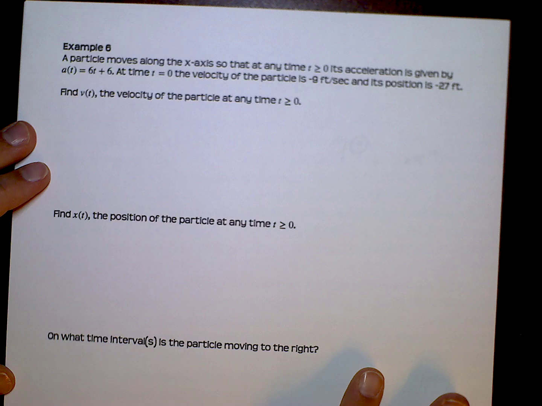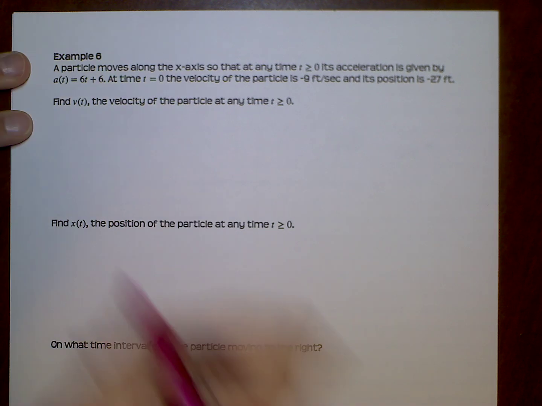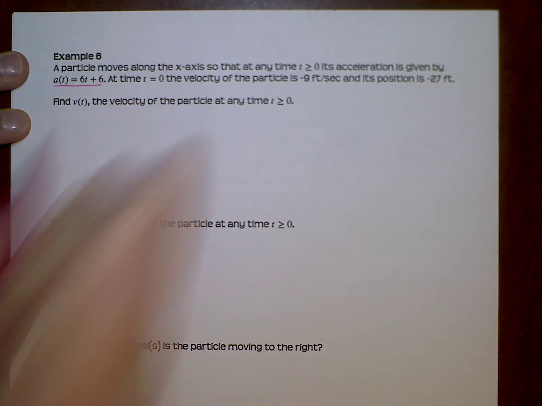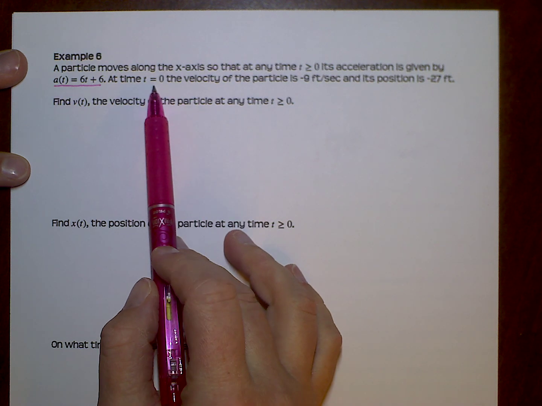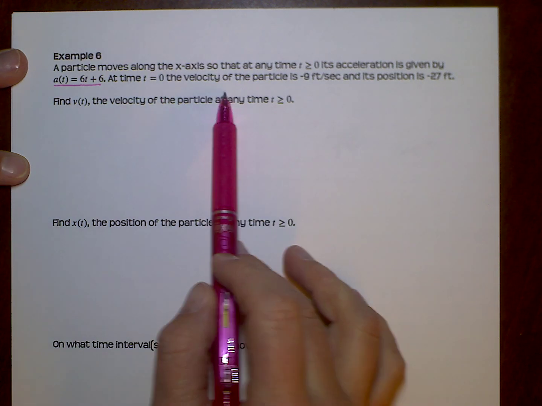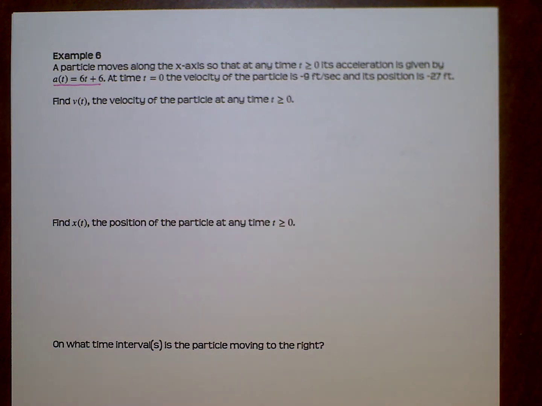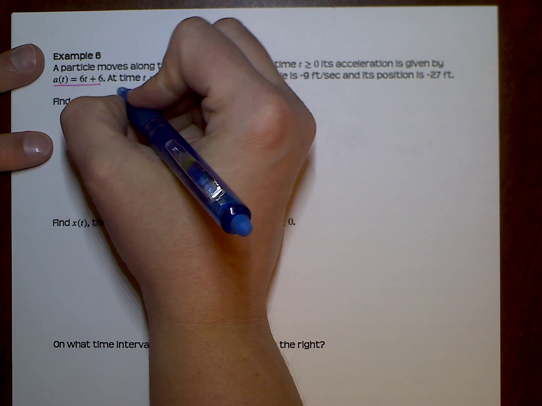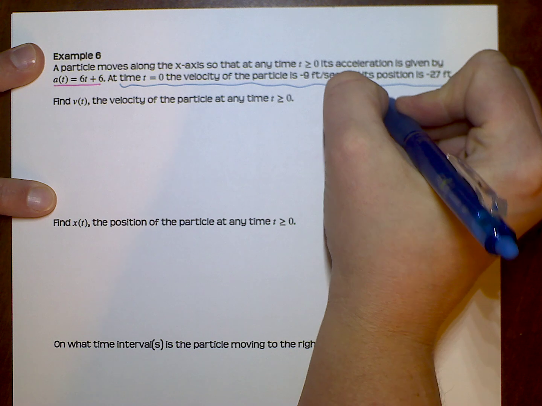So we've got some particle motion going on here. What I've given you here is an acceleration function. I want to make sure we understand that what we're looking at is acceleration. At time 0, and I don't have to give you 0, I can give you other times as well, this right here is giving you an initial condition. The velocity is negative 9 feet per second, and the position is negative 27 feet. This is like a 2-in-1 problem. There's a lot of information here, but all of this is outlining initial conditions.